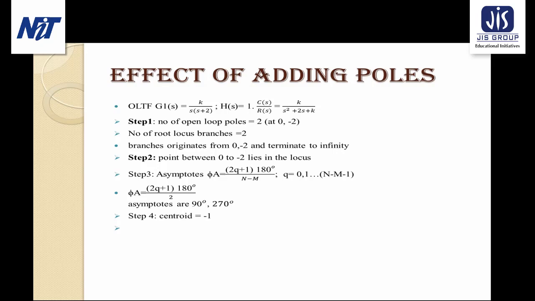And for the next step, we need to find out the asymptotes, and using the formula of asymptote, we find there are two asymptotes, one is 90 degrees and another one is 270 degrees. And then we are calculating the centroid using the formula, the real part of the poles minus the real part of the zeros by number of poles minus number of zeros. So here it becomes minus 1.